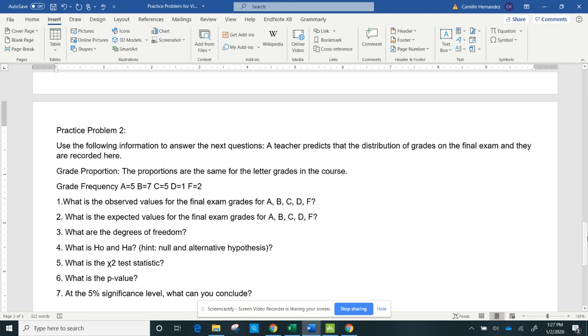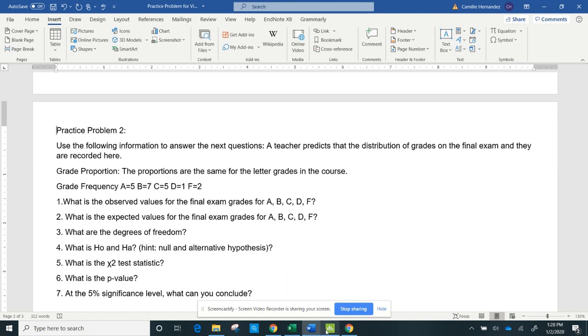Well, the teacher predicts that there's going to be the same proportions for each letter grade. So A's are going to have the same proportion as B's, as C's, as D's, and F's. So there is my grade frequency. So now I know because the proportions are the same, it's kind of an easier problem to do in Minitab.